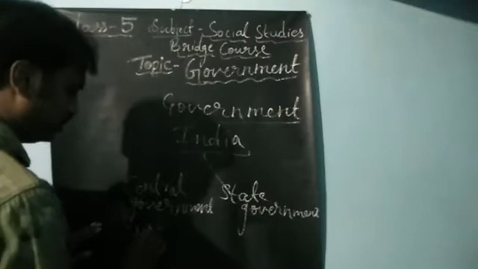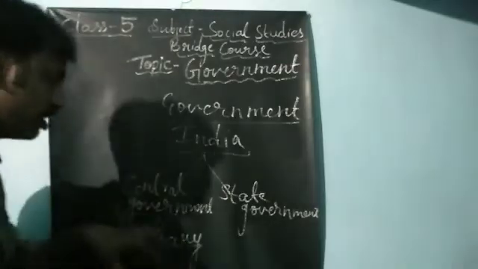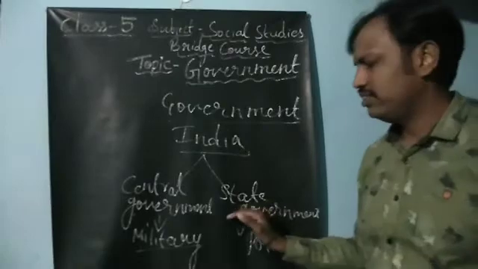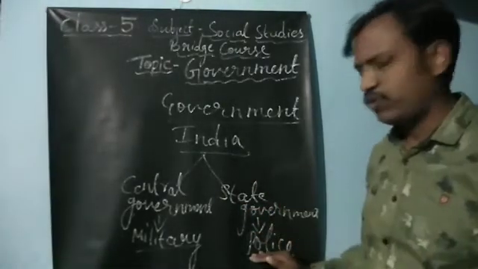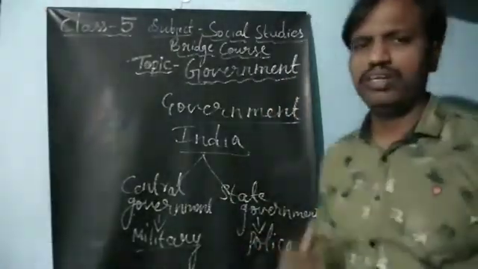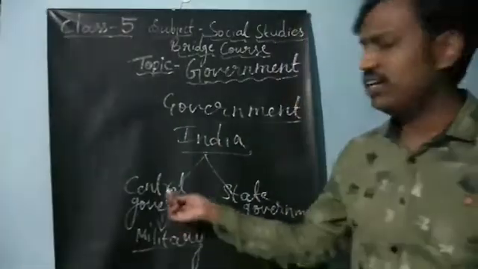For example, the military wing, that is the army, navy and air force, is under the control of the central government, whereas the police is under the control of the state government. You have seen the Karnataka police; the state police is controlled by the state government. Karnataka state police are controlled by the Karnataka state government, and the Tamil Nadu police by the Tamil Nadu state government. But the military is controlled by the central government.